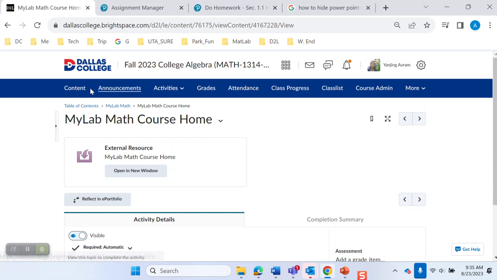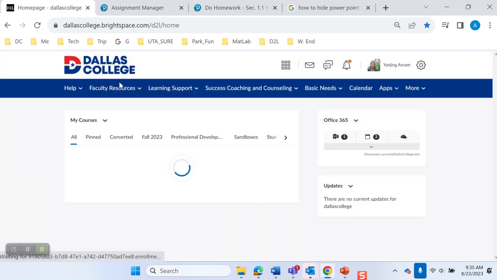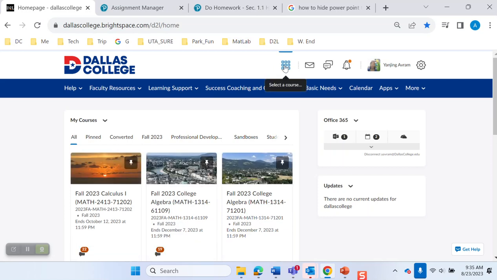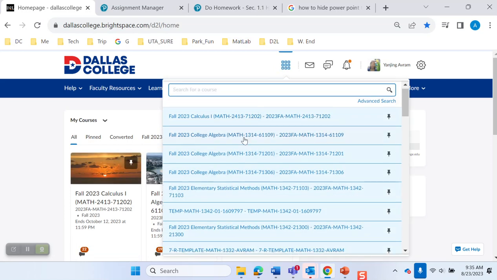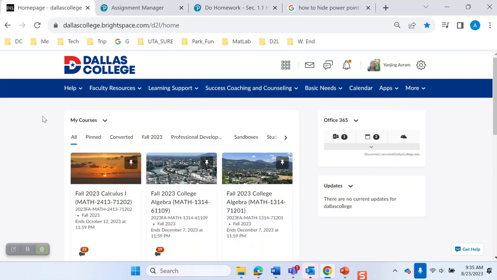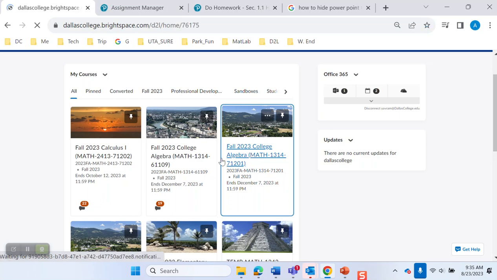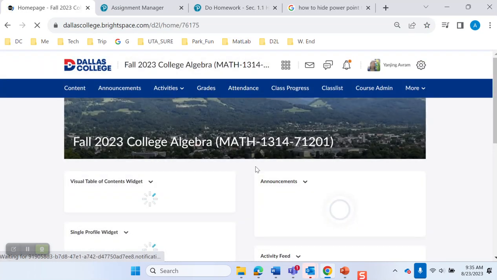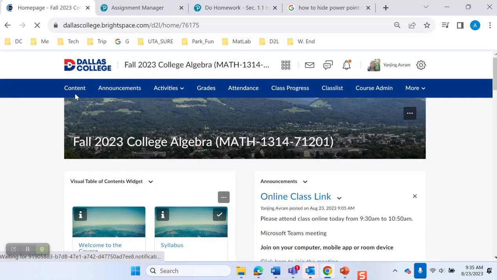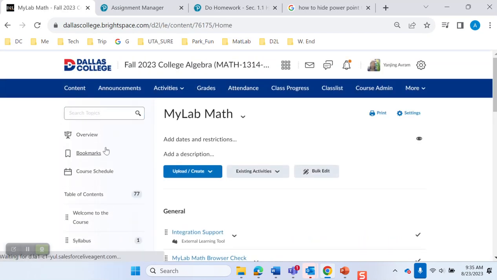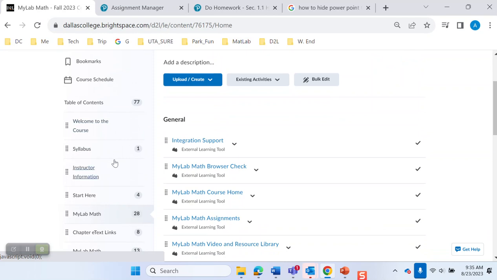After you log in, you can click this one to see all the courses you have, or you can click this one and select whatever course you have here. I like to use this one, it's easier to see, so you can go to your course right here. After you go into your course, you can just click the content, and it will list everything in here.